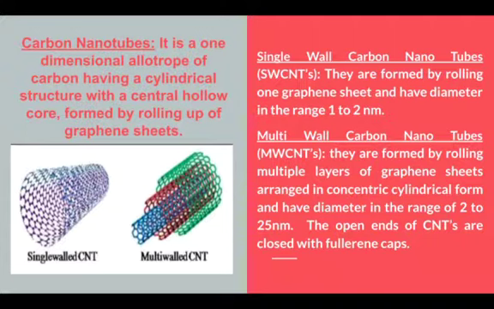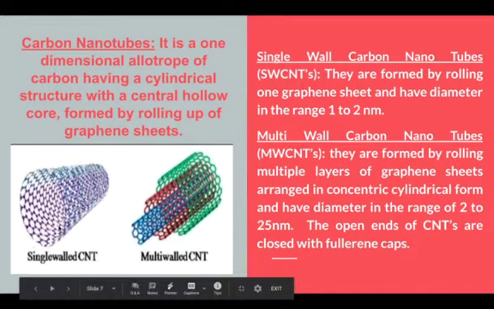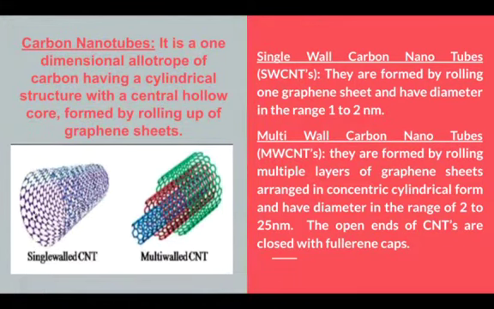Carbon nanotubes, it is a one-dimensional allotrope of carbon. It's having a cylindrical structure with a central hollow core formed by rolling of graphite sheet. So this structure is formed by rolling graphite sheet, so that in the center it will be hollow.